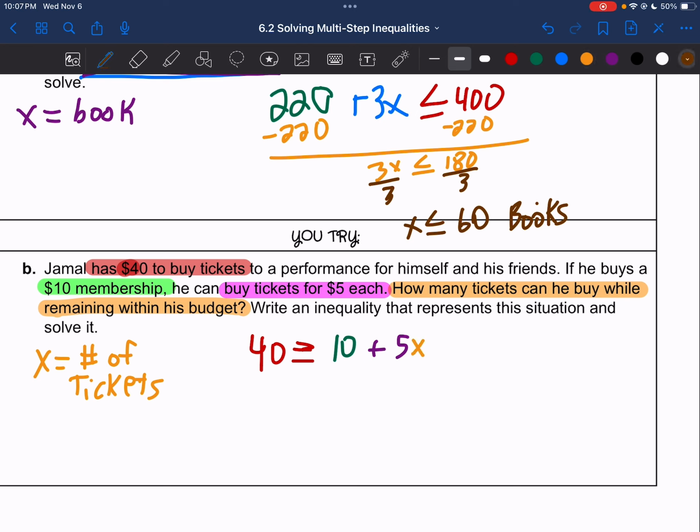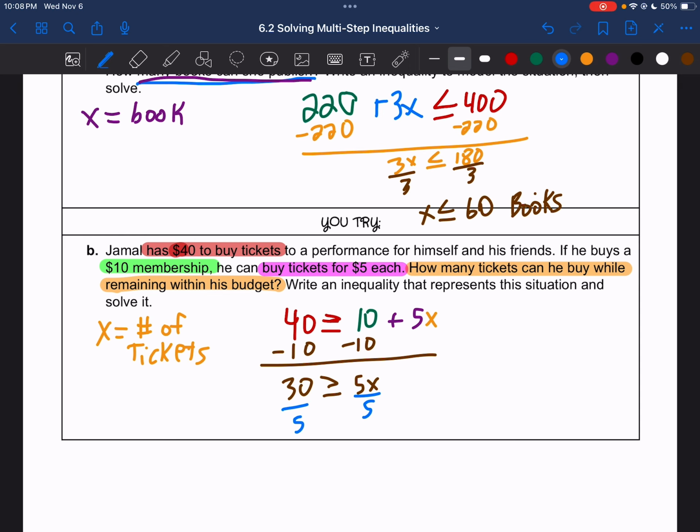So my first step in solving this is subtracting the $10, right? We're taking away the membership fee from the amount of money that he has available to spend on this show. So now he has $30 remaining. That's going to be what is divided amongst the tickets. So we divide by $5 per ticket. And out of that $30, we're able to buy 6 tickets. Okay, so 6 tickets is going to be greater than or equal to x. Or we could say x is less than or equal to 6 tickets.